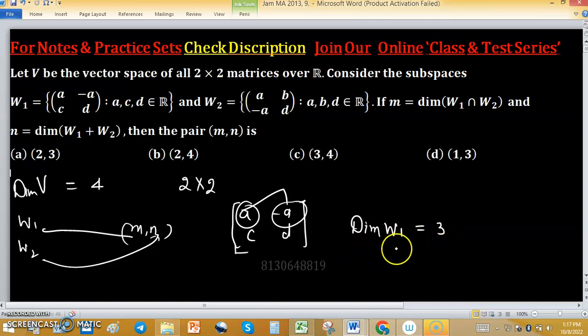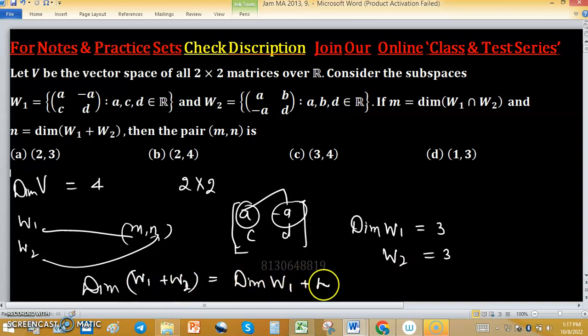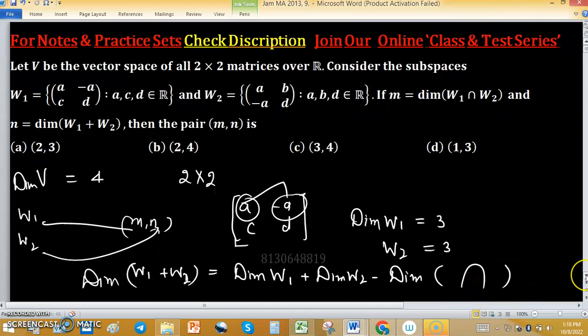Similarly, the dimension of W2 is also 3, and we know the formula: the dimension of the sum, W1 plus W2, can be written as the dimension of W1 plus the dimension of W2 minus the dimension of the intersection. And how can we find the dimension of the intersection?